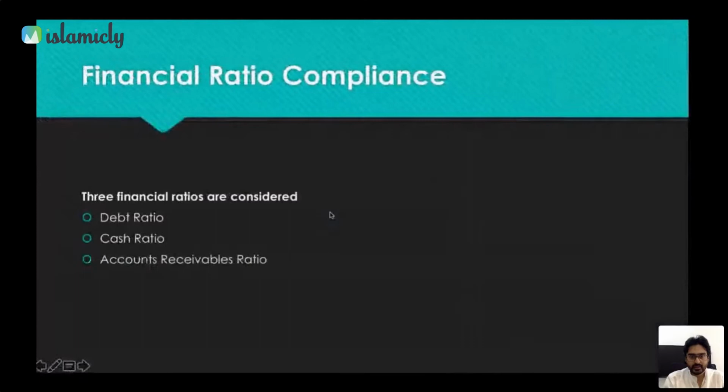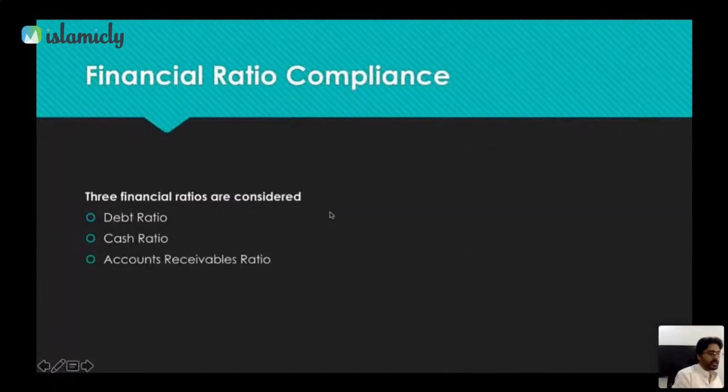Let me share my screen. Yeah. So there are 3 areas of financial ratio compliance, which are debt ratio, cash ratio, and accounts receivables ratio. Let's look at this in detail.